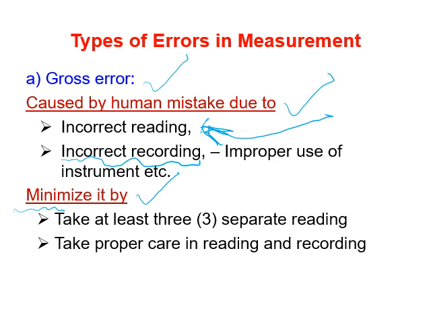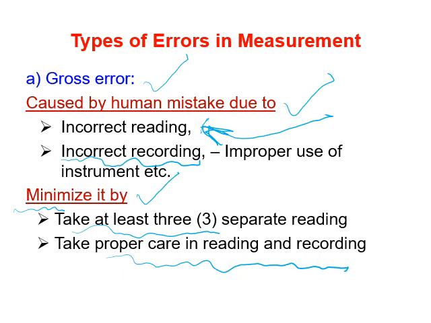How to minimize? Take at least 3 separate readings. It means I am supposed to read the same parameter 3 times, minimum 3 times. That's the way. Later I will find the average of these 3, and we have to take care during the reading. I mean, we read carefully. We put ourselves in the right situation to measure as correctly as possible, or to make sure that our reading is correct.